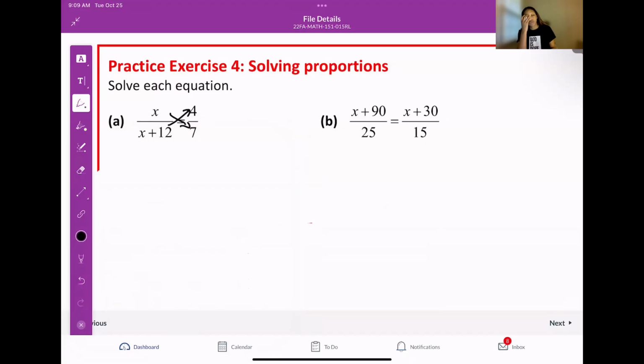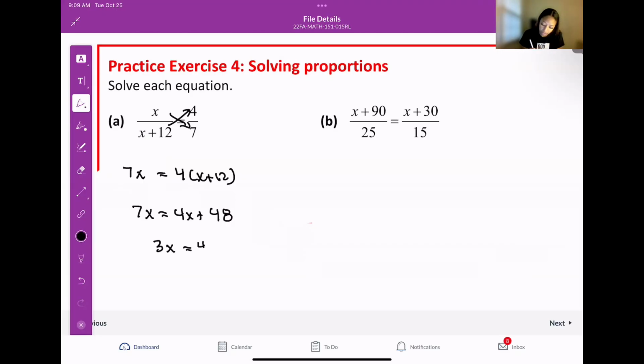All right, so in the first one, x times 7 is 7x, and that's going to be equal to 4 times x plus 12. That gives us 7x equals 4x plus 48. And then move all of the terms with x's to one side. So if we subtract 4x from both sides, 7x minus 4x gives us 3x is 48. And then dividing both sides by 3 gives us x equals 16.